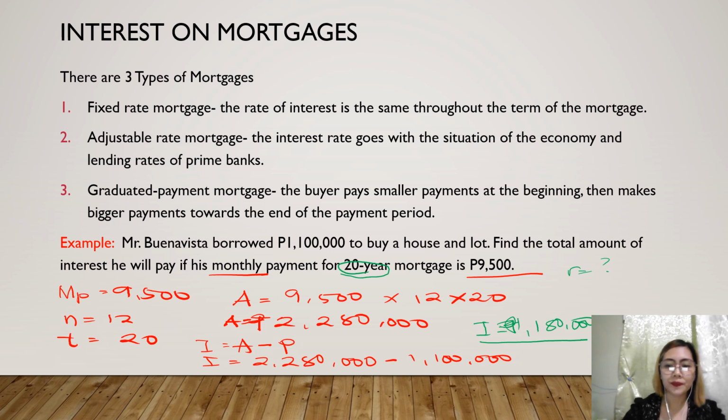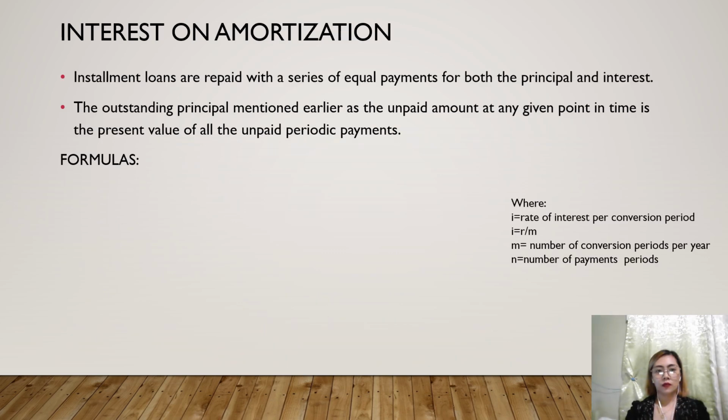Okay? Next. Okay, so interest on amortization. Installment loans are repaid with a series of equal payments for both the principal and interest. The outstanding principal mentioned earlier as the unpaid amount at any given point in time is the present value of all the unpaid periodic payments.